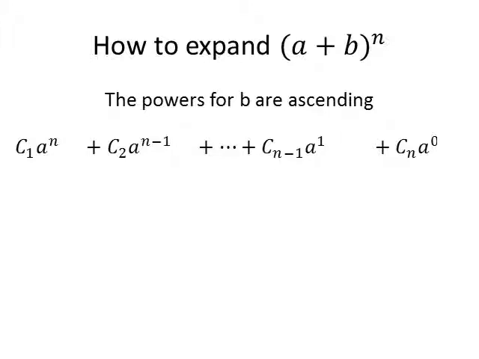Then I'm going to start with the b, which is the second term, and I'm going to have b to the 0 power. And instead of counting down, I'm going to count up. So I start with 0, and I go up to n. So if you do this right, all of the exponents should add to that n. And let's see how that works with real numbers.